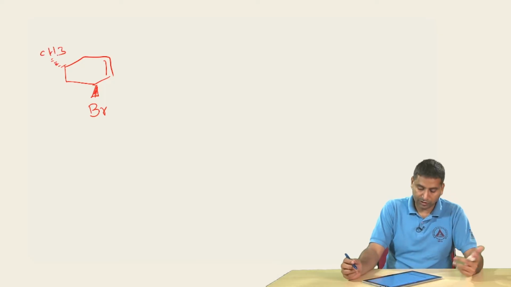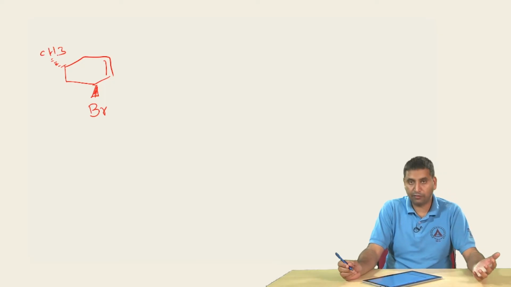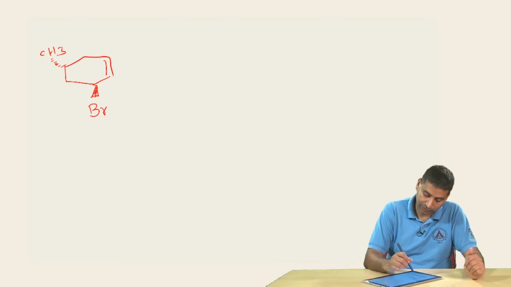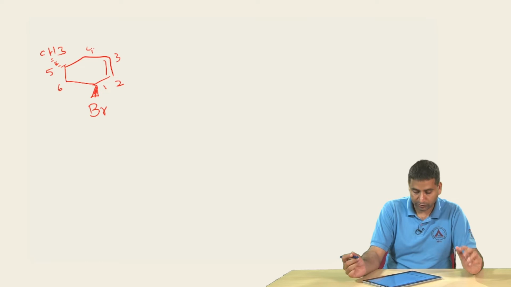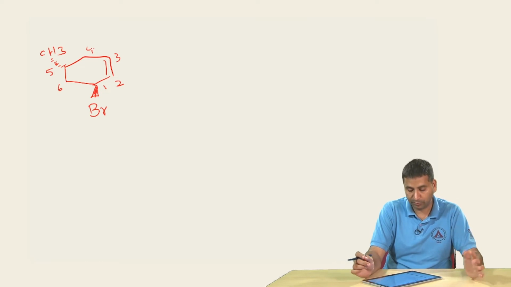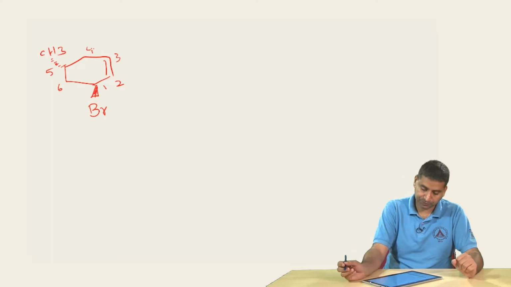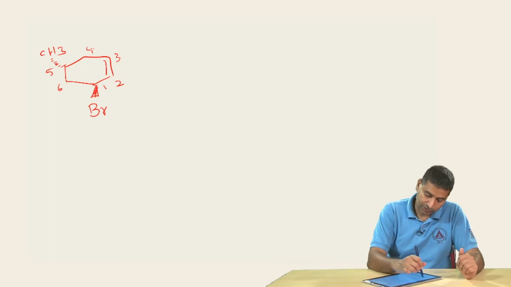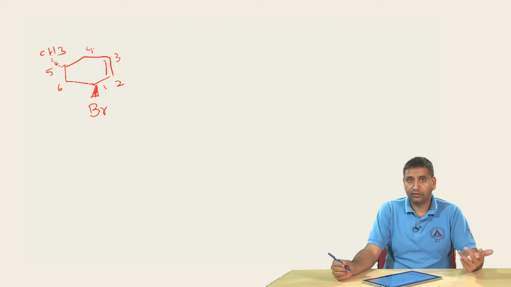Some rough nomenclature can be derived. Here is 1, 2, 3, 4, 5, 6. You have a substituent at the 1 position, which is the Br, and a substituent at the 5 position, which is a methyl group. Now with this structure in mind, let us look at the reaction.